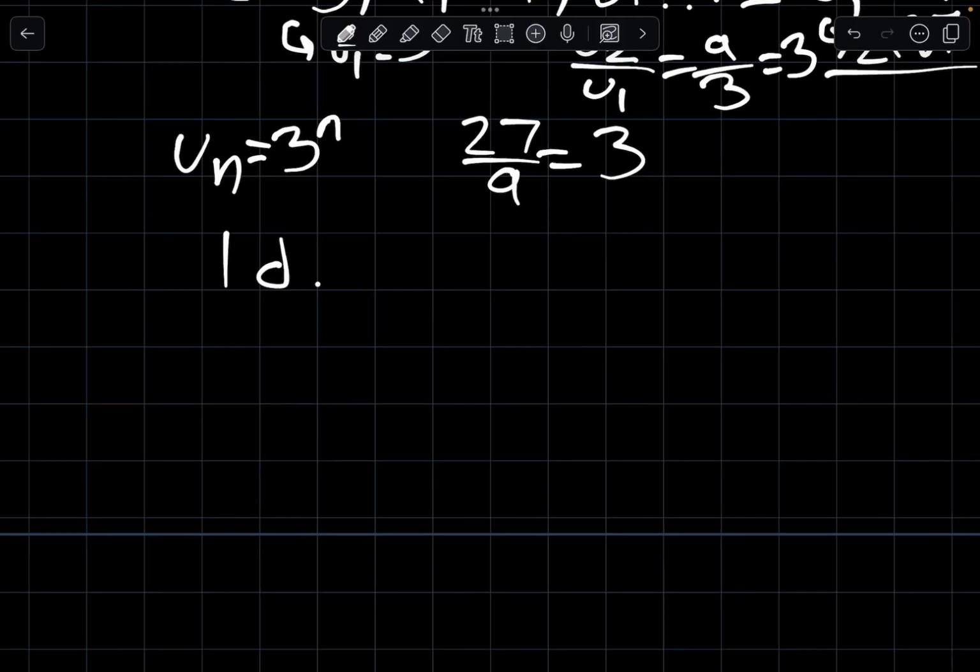1D. 1D starts to get a bit trickier here. We're now given fractions instead of whole numbers. So let's write these down.